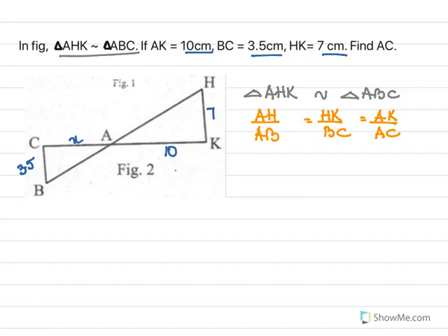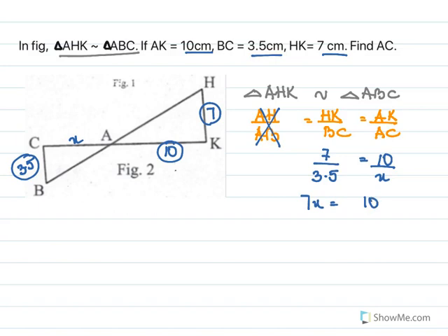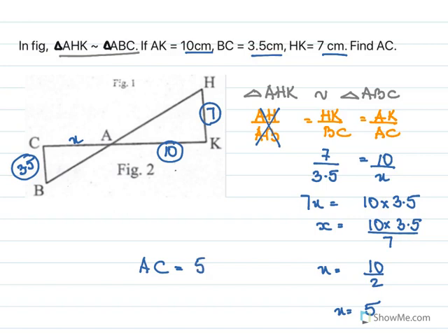So we put our values. AH and AB is not given, so we don't need this. So HK we see was 7 here, BC was 3.5, AK 10, and AC X. So 7x equal to 10 into 3.5. So X is 10 into 3.5 over 7. So X will be 10 over 2, X will be 5. So AC is X and it is 5 centimeter.